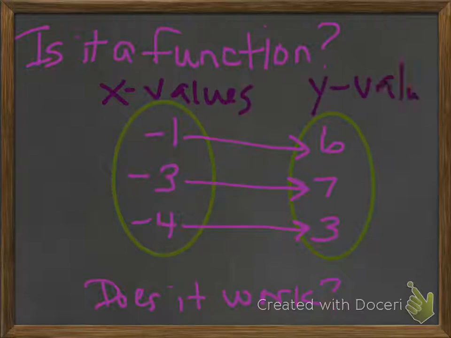So for example, -1 goes to 6. If you hit -1, you know you're going to get a 6. There's not another option. You're not going to get a -1 and maybe a 4. If you have a -3, you know you're going to get 7, and then -4, you're going to get 3. So you know it works. So this is a function.